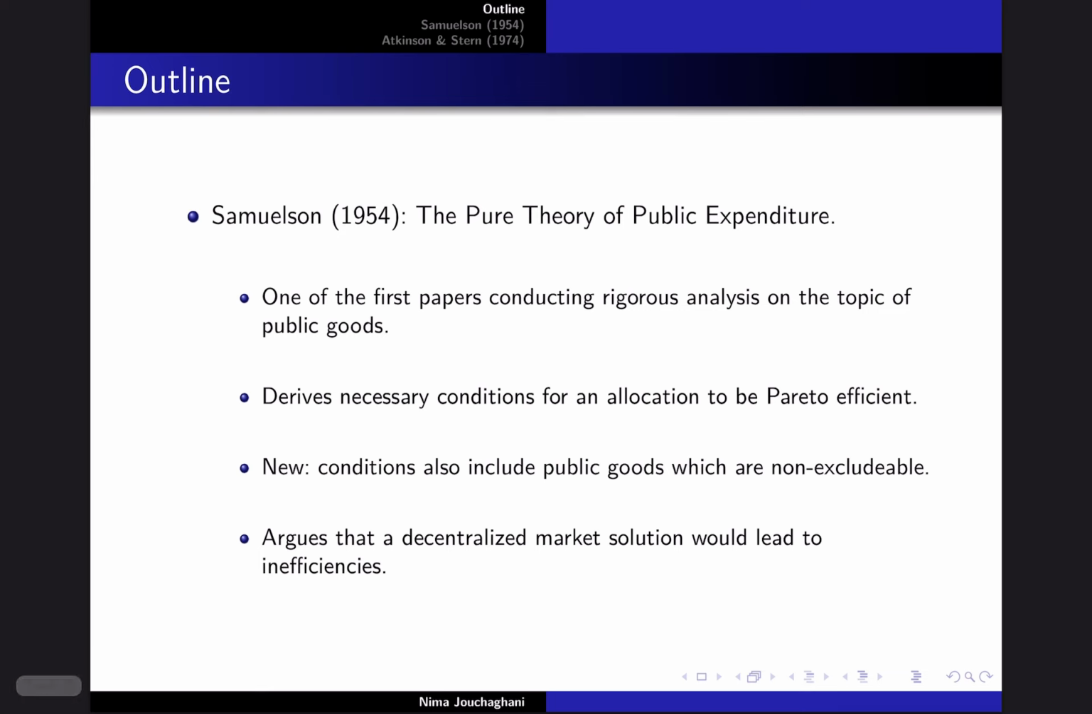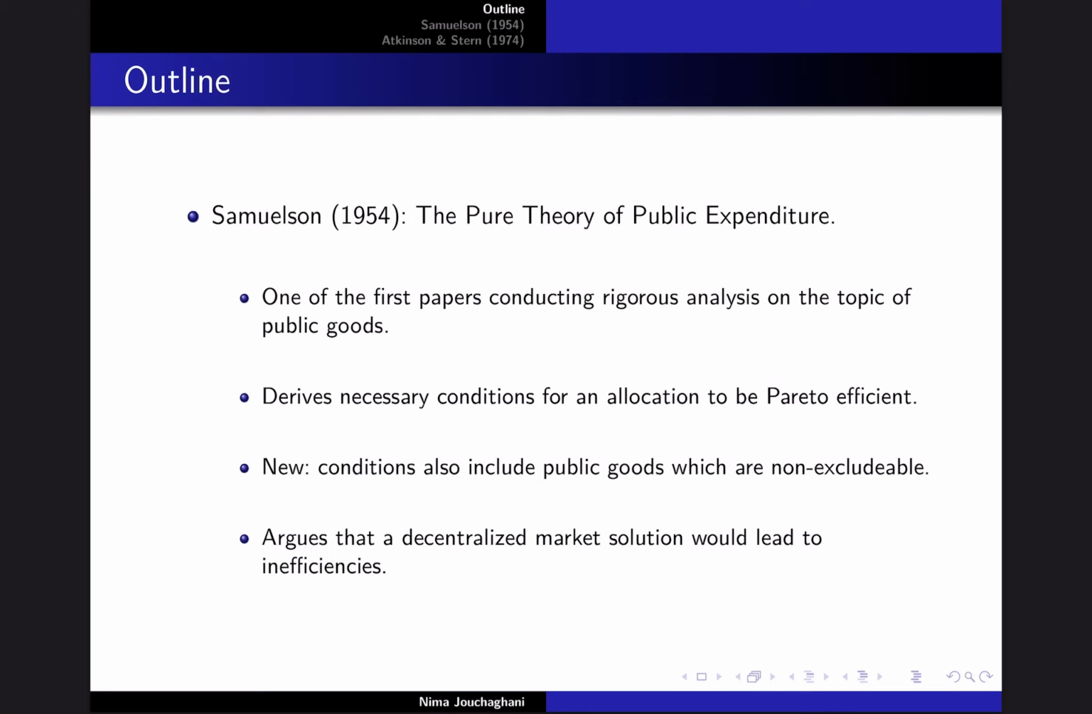So let's start with the outline. The Samuelson paper is basically one of the first papers conducting rigorous analysis on the topic of public goods. By this I mean that it's using economic theory to give insights into optimality related to public good expenditure and the output of public goods. So given that we are facing an economy with consumers who can produce and consume and have preferences, what is the optimal amount of the public good or public goods that we should produce?